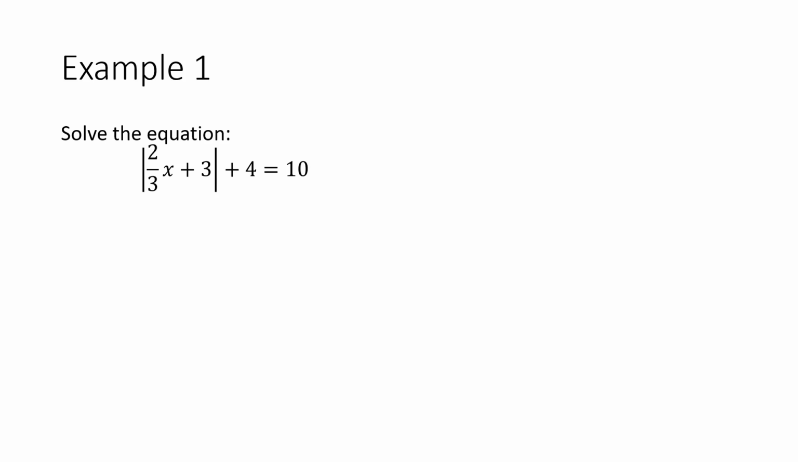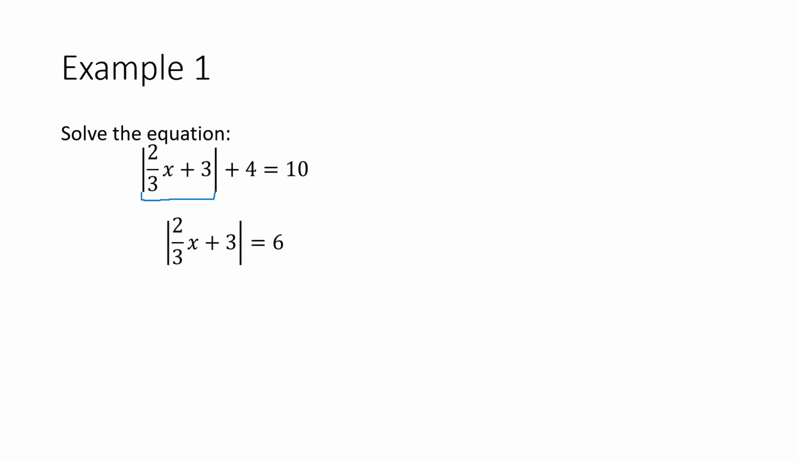So suppose we have this equation: the absolute value of 2/3 x plus 3, and then plus 4 equals 10. Again, our first goal would be to isolate the absolute value expression, so we'll get that piece by itself. Subtract 4 from both sides, so the right side becomes positive 6. Since that is a non-negative number, we can split it now.